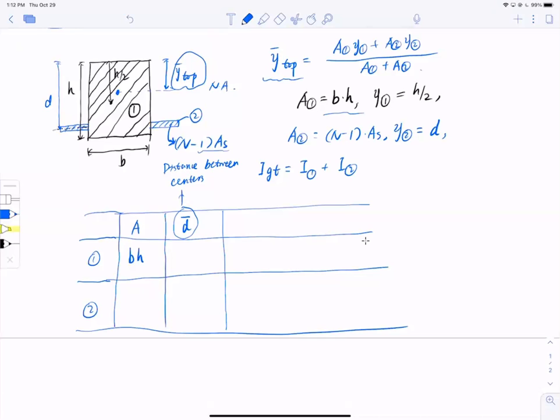Now for the second piece, the little tiny wings here, the area is n minus 1 times As. That is straightforward. The distance between the center of this and the y top is d minus y top.